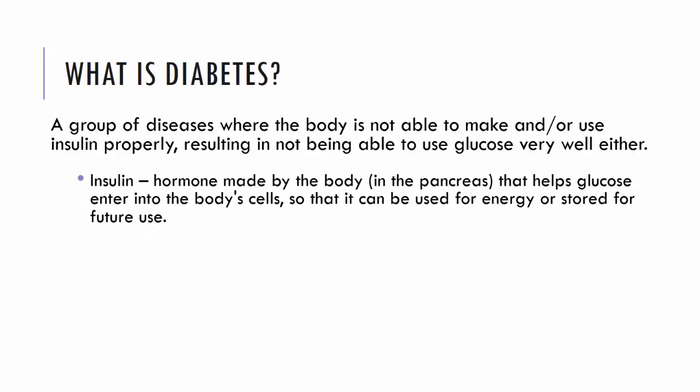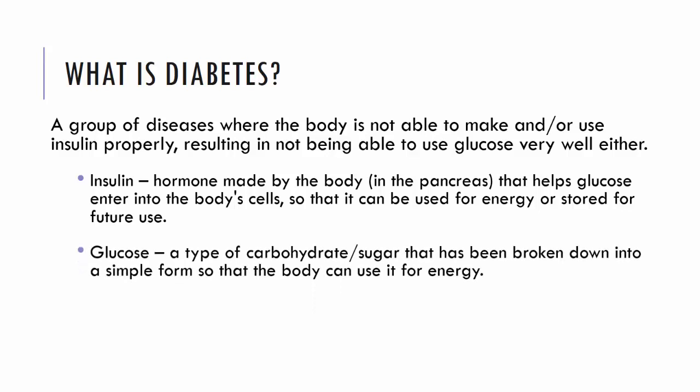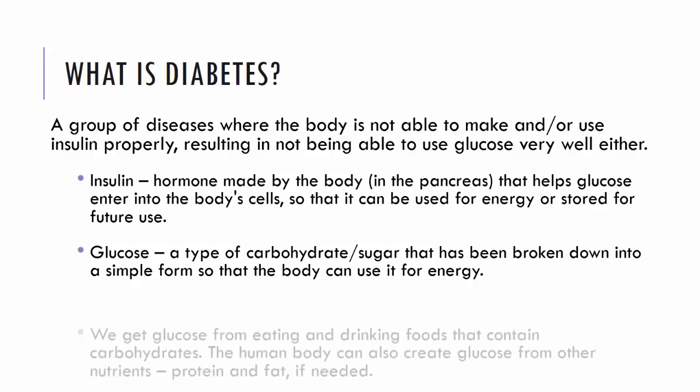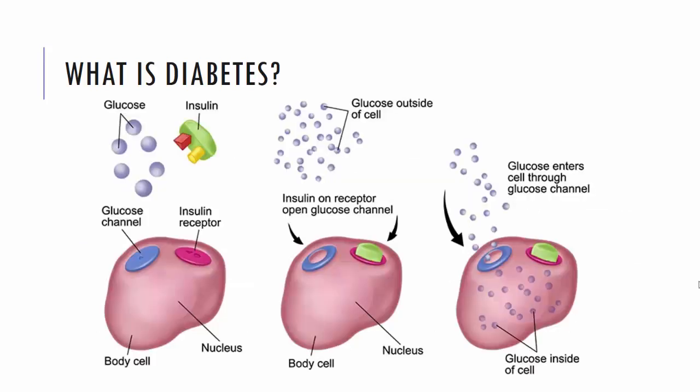Insulin is a hormone made by the body in our pancreas. It helps glucose, or blood sugar, enter the body's cells so that it can be used for energy or stored for future use. Glucose is a type of carbohydrate or sugar that has been broken down into a simple form so that the body can then use it for energy. We get glucose from eating and drinking foods that contain carbohydrates. The human body can also create glucose from other nutrients such as protein and fat if needed.